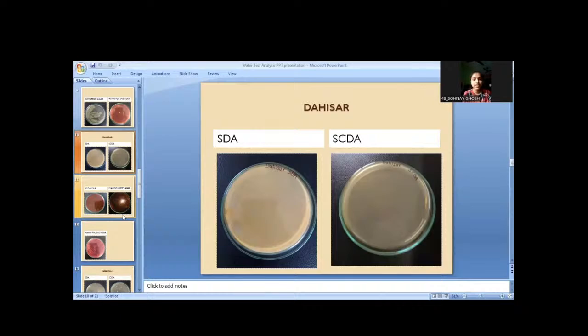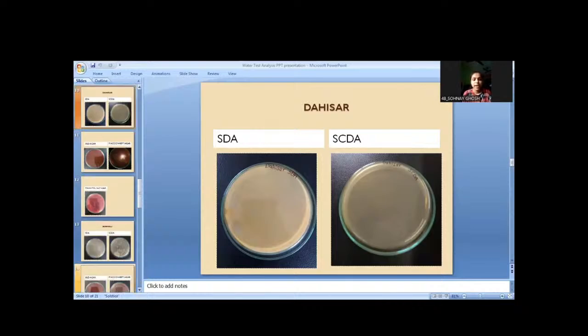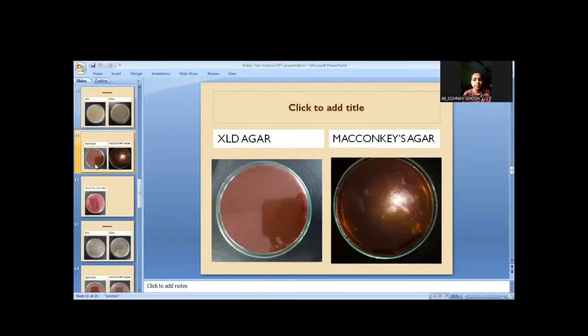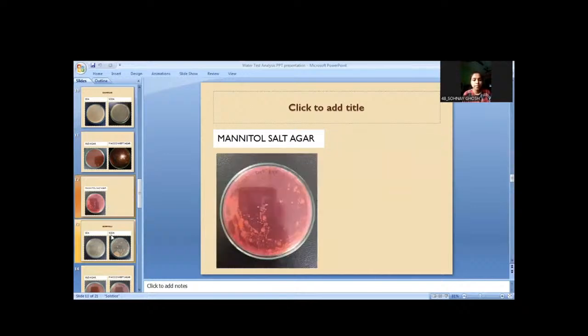The next site is Dahisar. These are the plates of Dahisar. SDA plate and SCDA plate. XLD agar plate and MacConkey's agar plate. Mannitol salt agar plate.